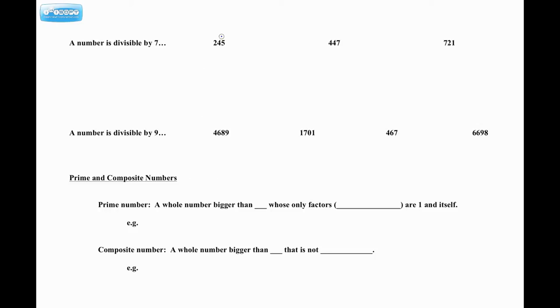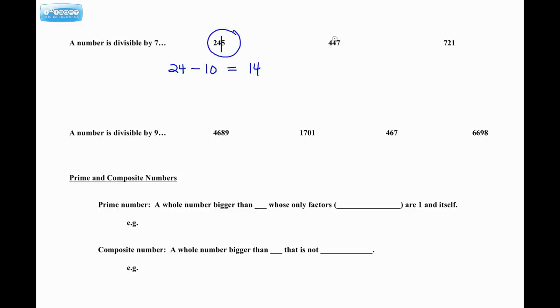We take the last digit and we chop it off. Okay? So we have the number 24 and 5. And what we do is we take 24 and we subtract twice this last digit. So 5 times 2, that's 10. So I subtract 10 from 24. And that, of course, gives me 14. And now I look at this answer. Is 14 divisible by 7? Yes, it is. Therefore, 245 is also divisible by 7. Okay.